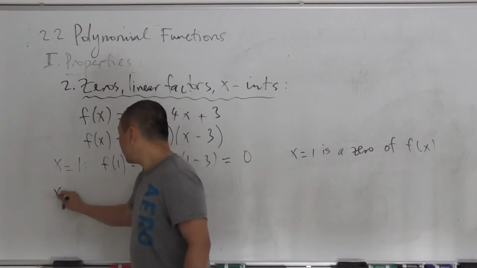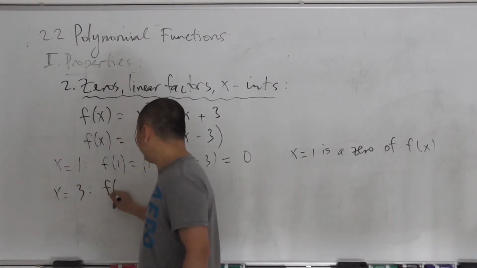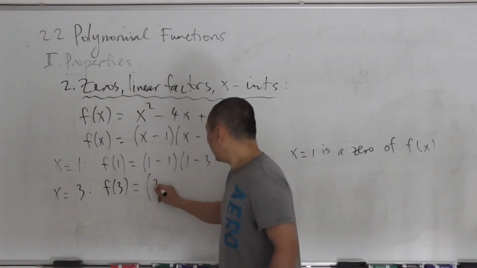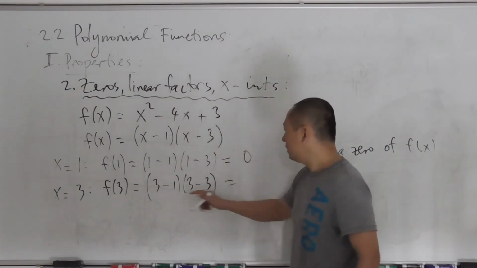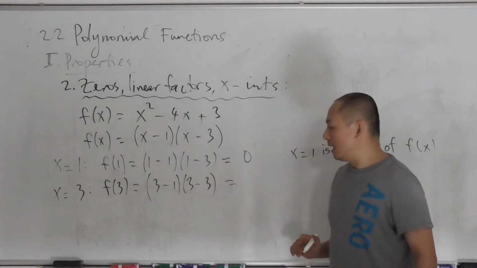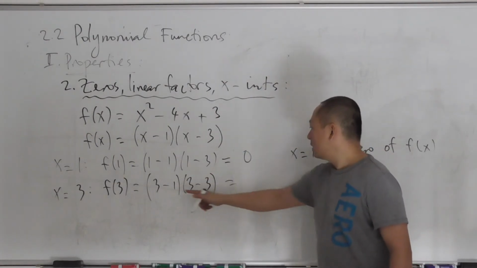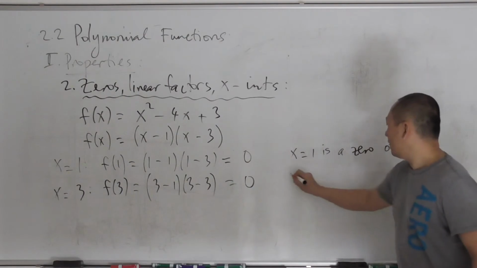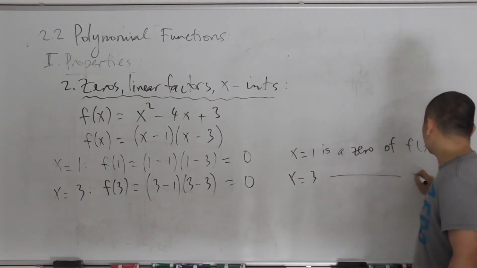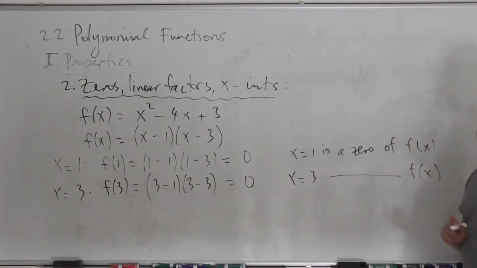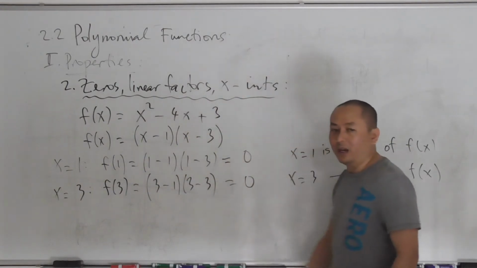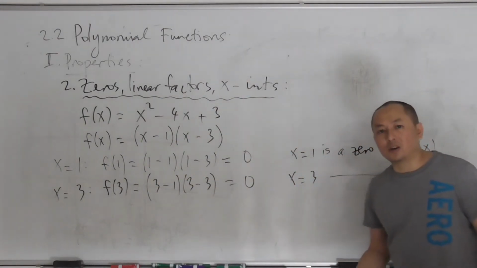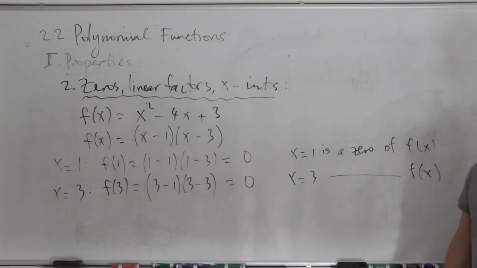Similarly, x equal to 3, when you plug in, you got f of 3. It's going to be 3 minus 1 times 3 minus 3. And so 3 minus 1 is something, times 3 minus 3 is 0 right here. Something times 0 is 0, and you have x equal to 3 is also another 0 of f of x. Okay? So what is the 0 of the polynomial? 0 is the value of the input, such that when you plug in, you get 0 back out as the output. Okay?